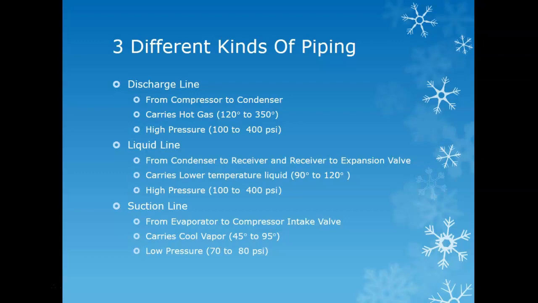Suction line. This goes from the evaporator to the compressor intake valve. It carries a very cool vapor between 45 and 95 degrees, and it does so at a very low pressure of 70 to 80. So that one's not so bad to get across, but again, anytime you're dealing with pneumatics and you don't know where an air leak is, soapy water is best. Don't do your hands.